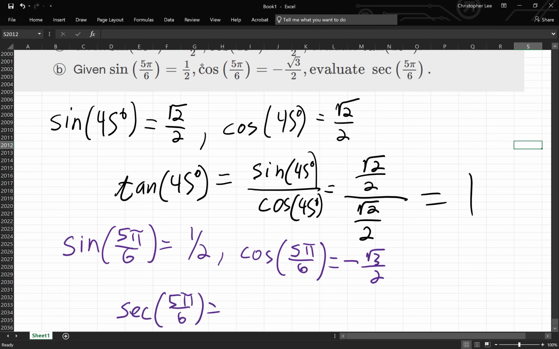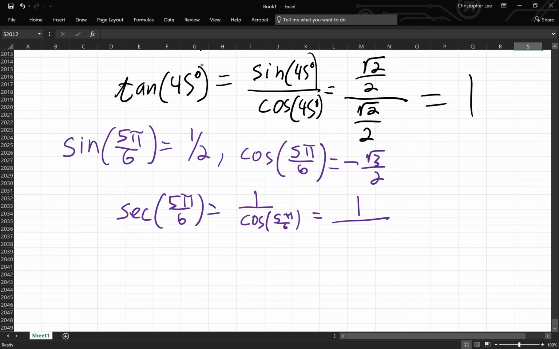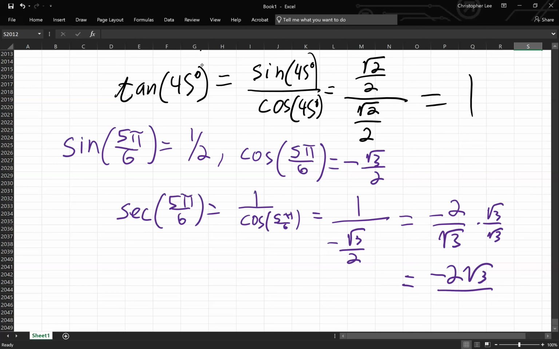Well, it's not so bad because I know that secant is just 1 over cosine. So this is 1 over cosine of 5 pi over 6. What does that mean? It literally means that this is 1 over negative square root 3 over 2. You already know, keep, change, flip. So this is negative 2 over square root 3. But you know I can't leave it like that. Got to simplify this. So let's multiply by radical 3 over radical 3. So this becomes negative 2 radical 3 all over 3. Boom, that's my answer. I'm done.